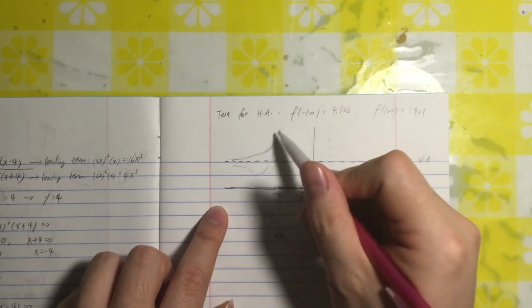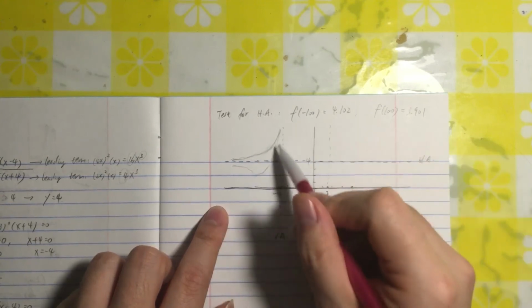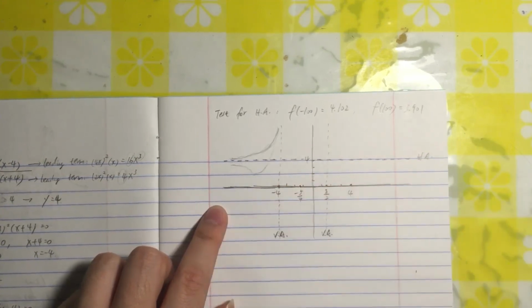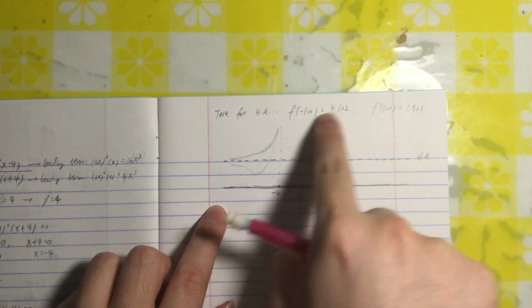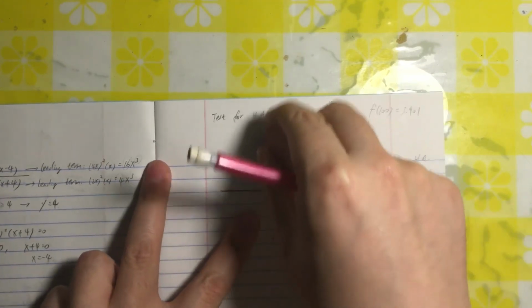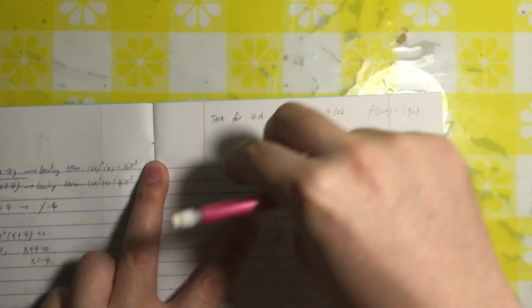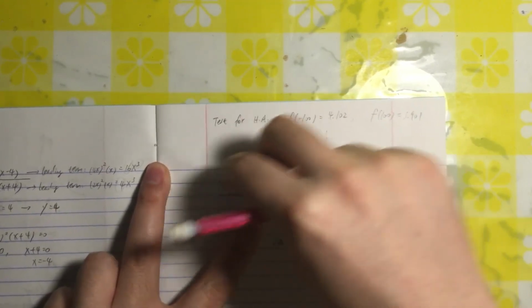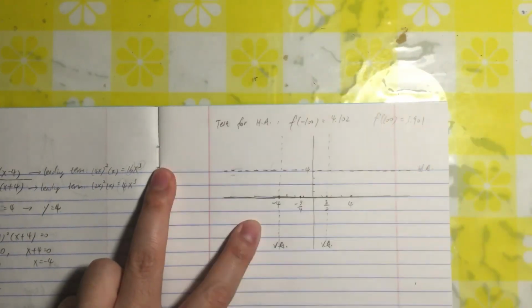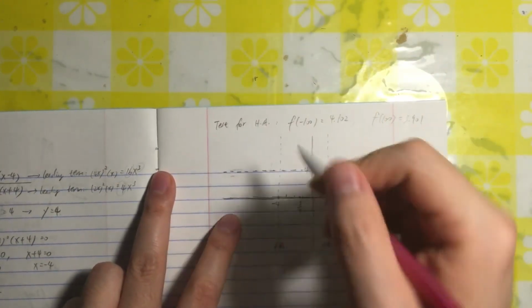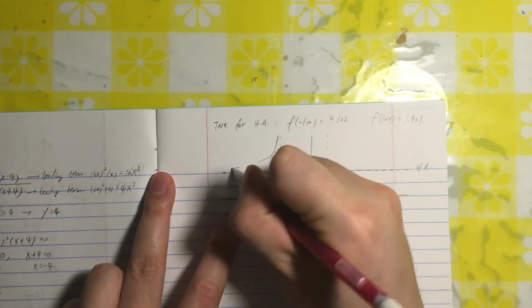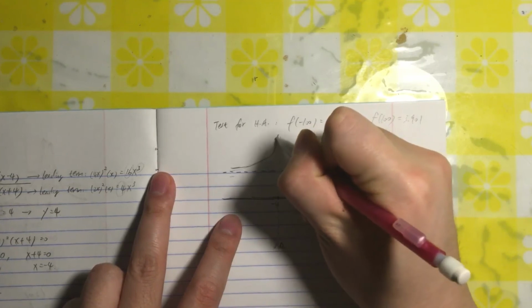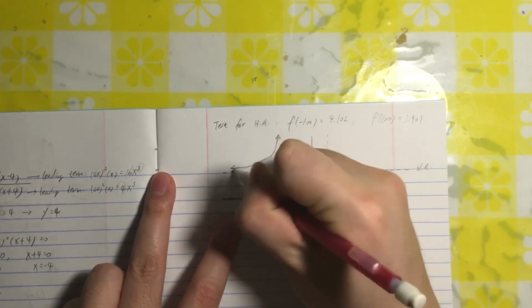Function f approaches 4 from above, since when I plug in a very large negative number, function f is above 4. So function f approaches the horizontal asymptote from above. That's the first piece.